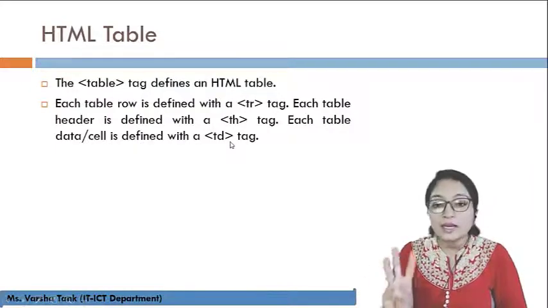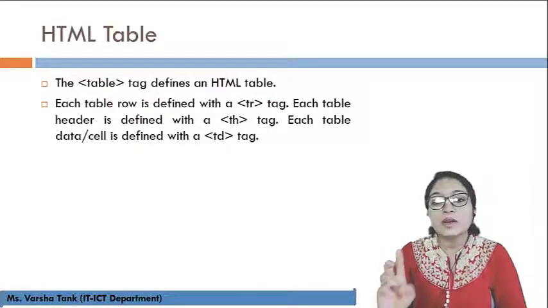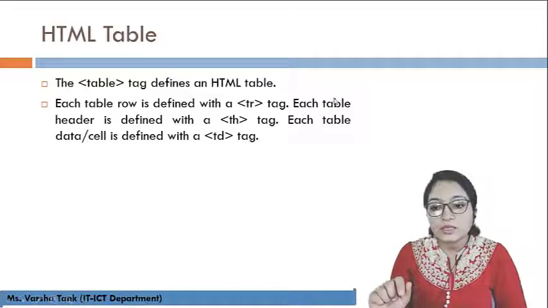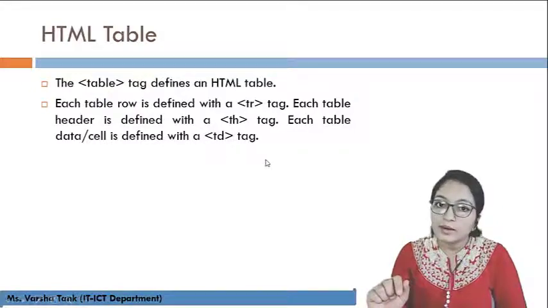That means there are three tags. One is the table tag, in which we have tr and th, table row and table heading. And to define the table data, you have the td tag. So these three tags are used in the table tag: tr for table row, th for table heading, and td for table data.